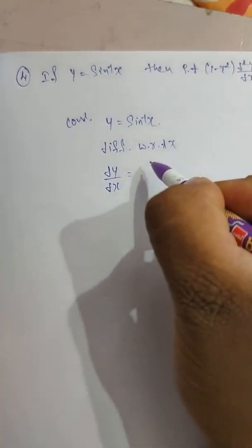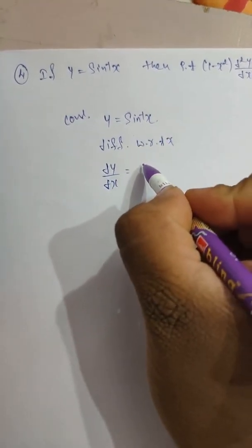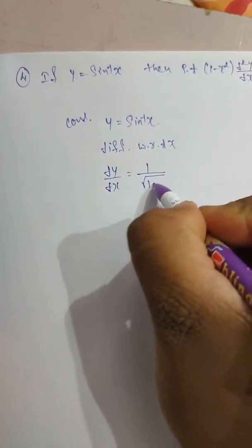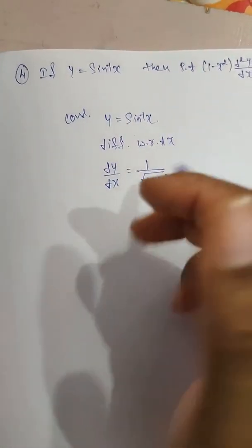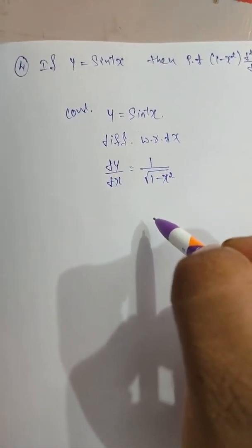What is the differentiation of sin inverse x? The differentiation of sin inverse x is 1 by root of 1 minus x square. This is the inverse trigonometry differentiation. The differentiation of sin inverse x is 1 by root of 1 minus x square.